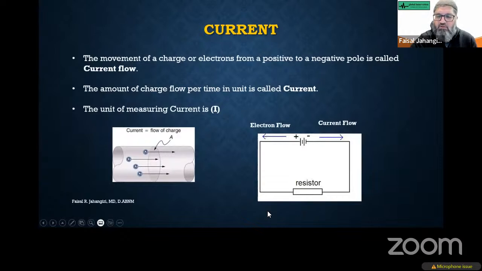Current is the movement of electrons. In a typical battery, the current is described as moving from positive to negative. But in the electric circuit we describe in neuromonitoring, the electrons are moving from negative to positive, and the current is moving from positive to negative.